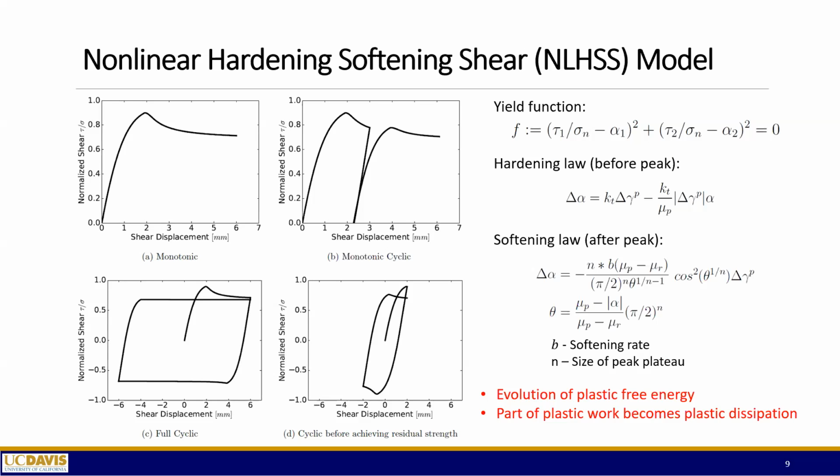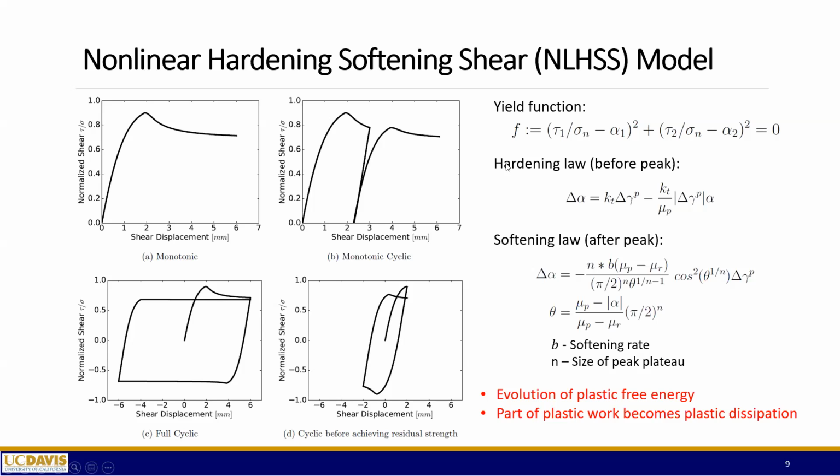The third model we have is one step further, even more sophisticated compared to the previous two models. So here we have the nonlinear hardening and softening shear model, or NLHSS model. So here is the material response. As we can see, the main difference here is that we actually have a plateau for the shear stress, or the normalized shear stress. As you can see, after the peak, there's going to be a softening branch. So this is the main difference of this model compared to the previous two.